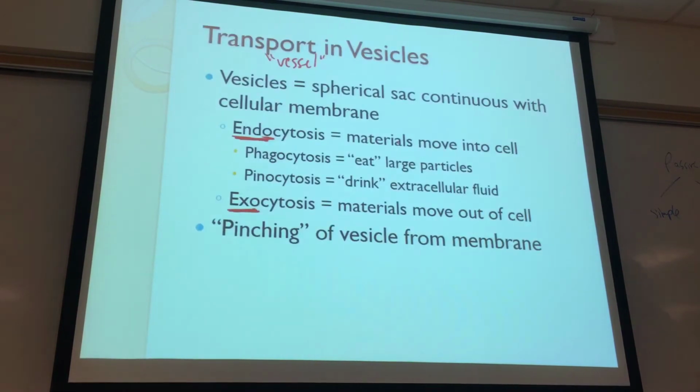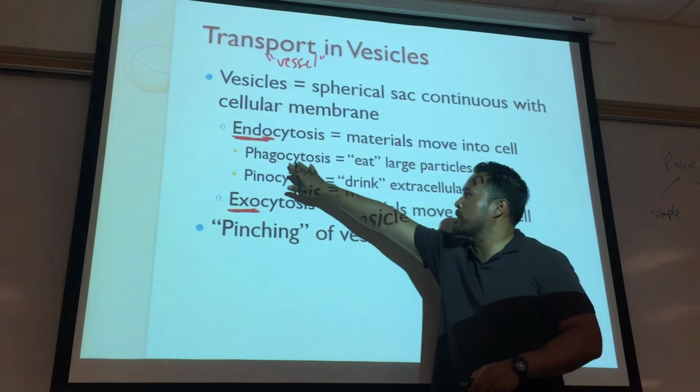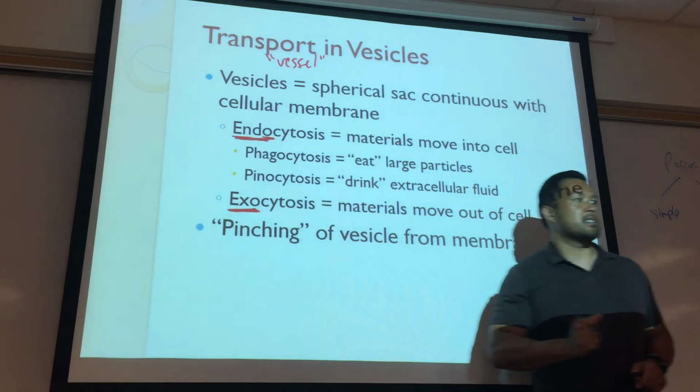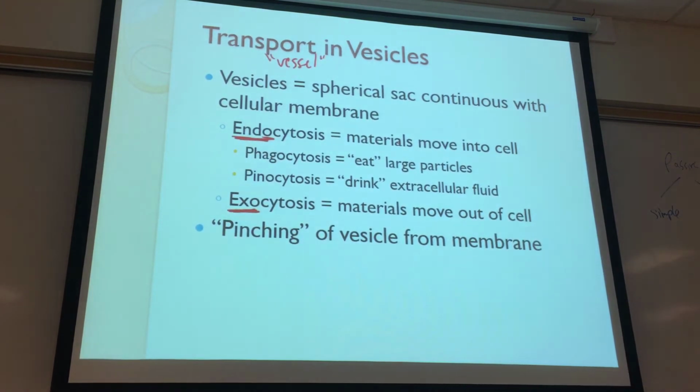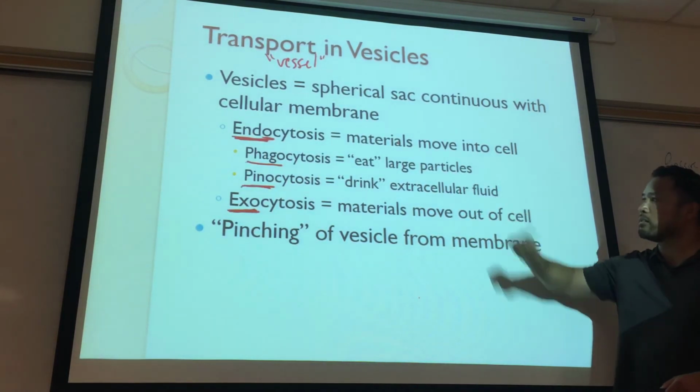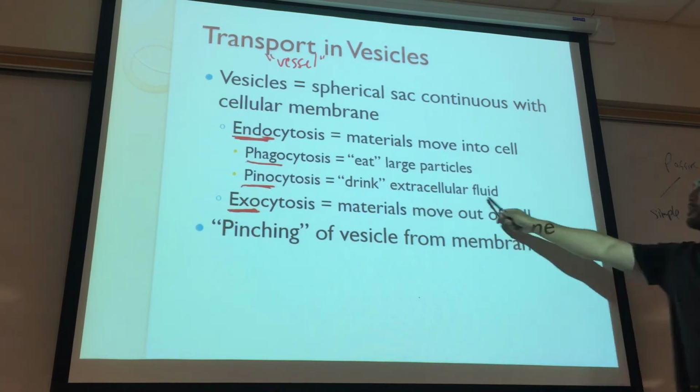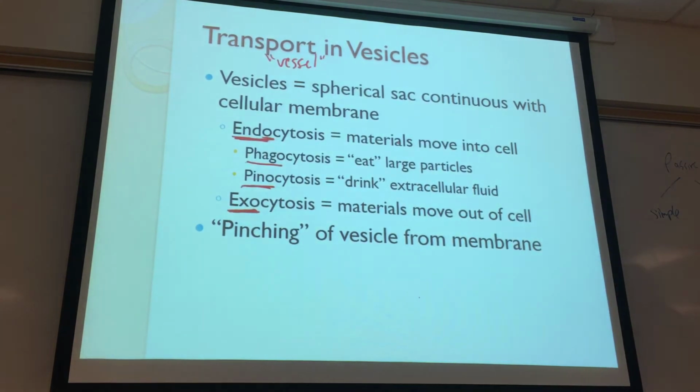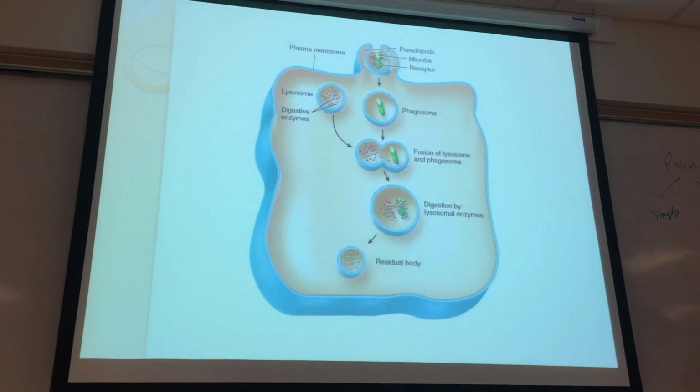So this is endocytosis. And endocytosis can get broken down into two terms, phagocytosis or pinocytosis. The fundamental difference between these two: phago meaning to eat, pino meaning to drink. So phago is to eat large particles, pino is to drink large amounts of extracellular fluid. So whether we're talking about particles or we're talking about fluid.